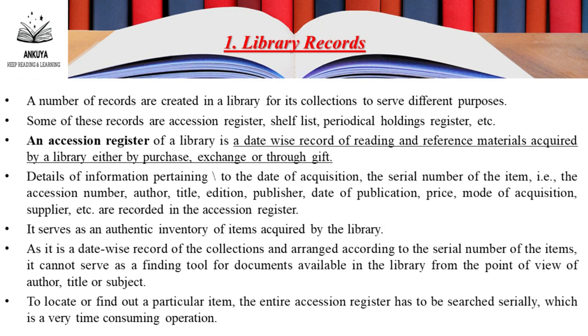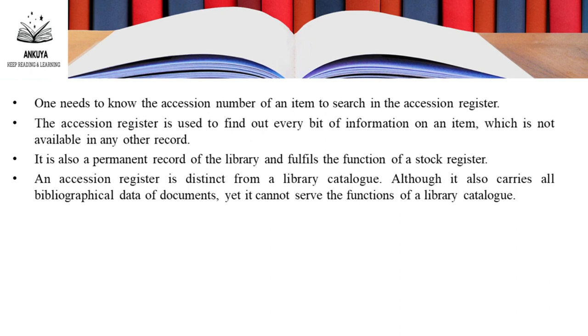It serves as an authentic inventory of items acquired by the library, as it is a date-wise record of the collections and arranged according to the serial number of the items. It cannot serve as a finding tool for documents available in the library from the point of view of author, title, or subject. To locate a particular item, the entire accession register has to be searched serially, which is a very time-consuming operation. One needs to know the accession number of an item to search in the accession register.